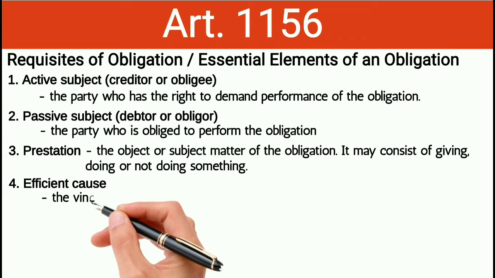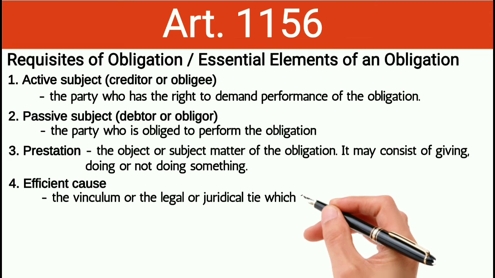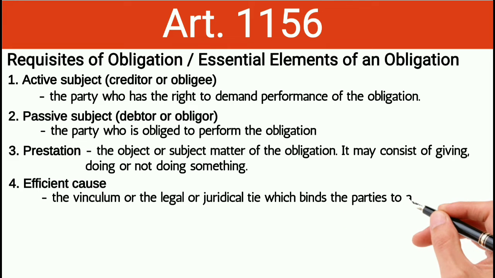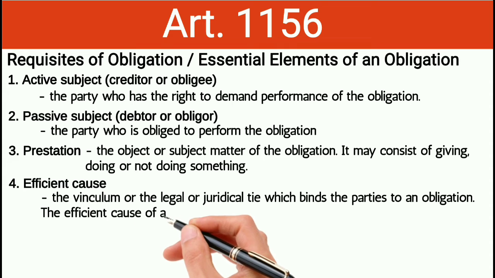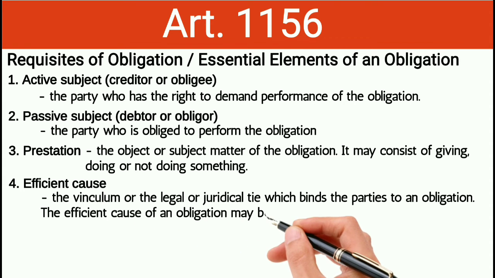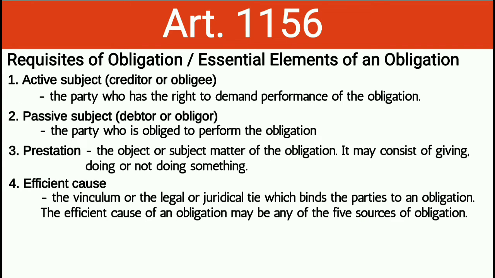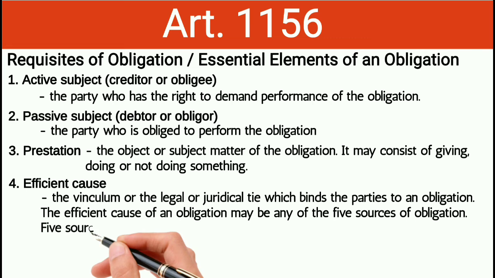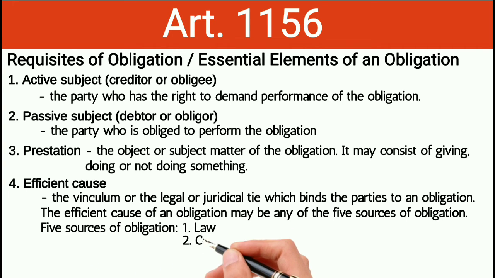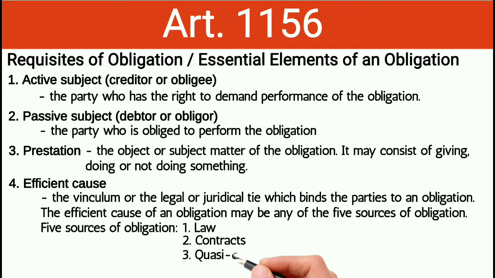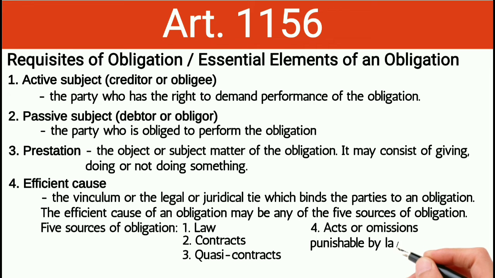Efficient cause is the vinculum or the legal or juridical tie which binds the parties to an obligation. The efficient cause of an obligation may be any of the 5 sources of obligation. The 5 sources of obligation are law, contracts, quasi-contracts, acts or omissions punishable by law, and quasi-delicts.